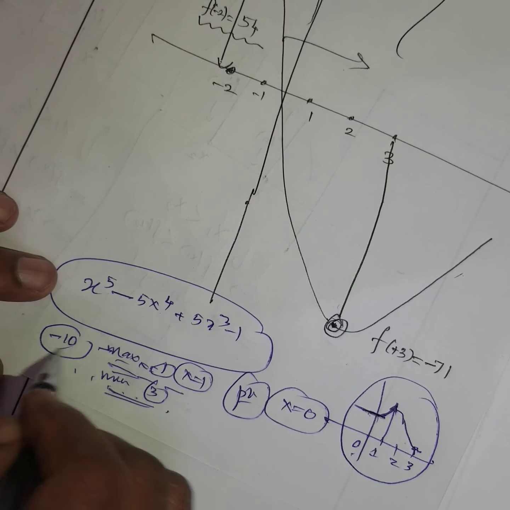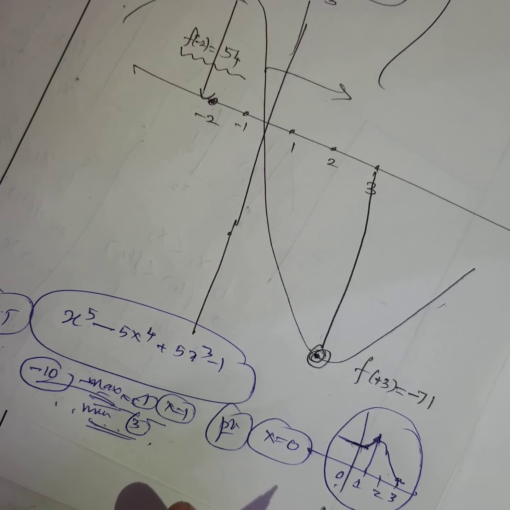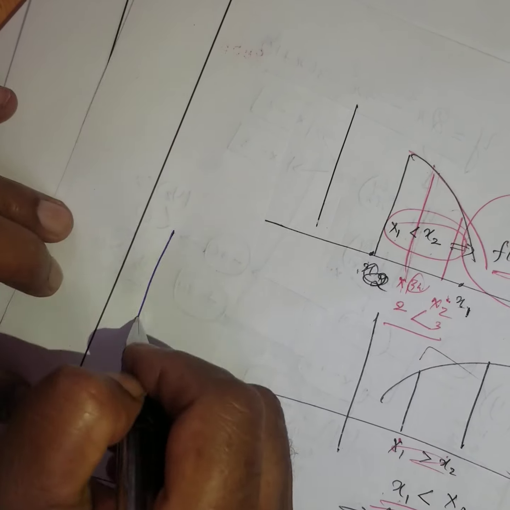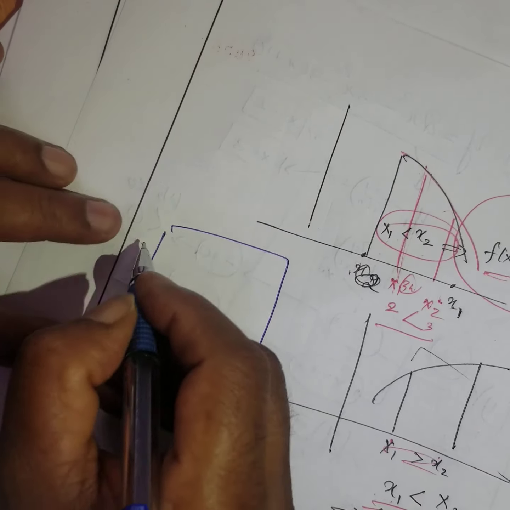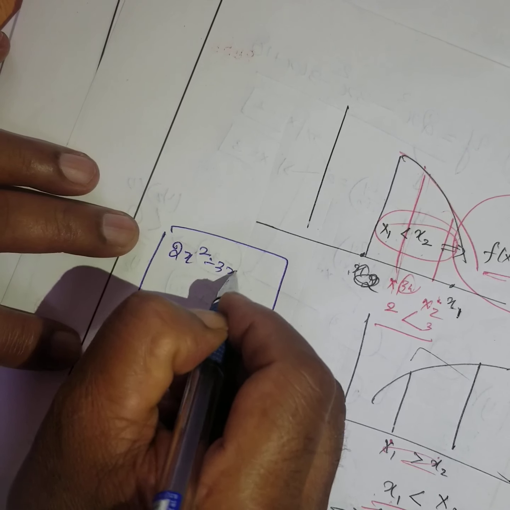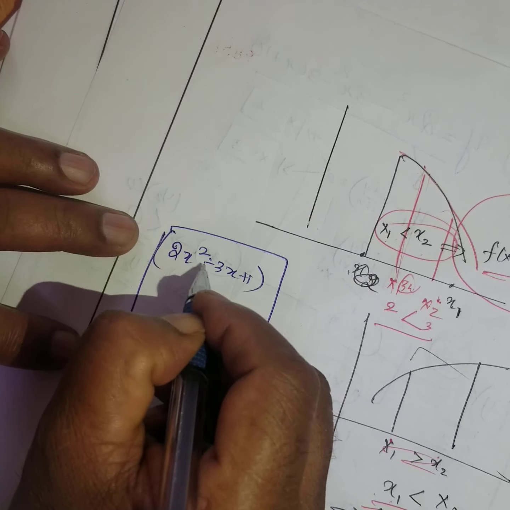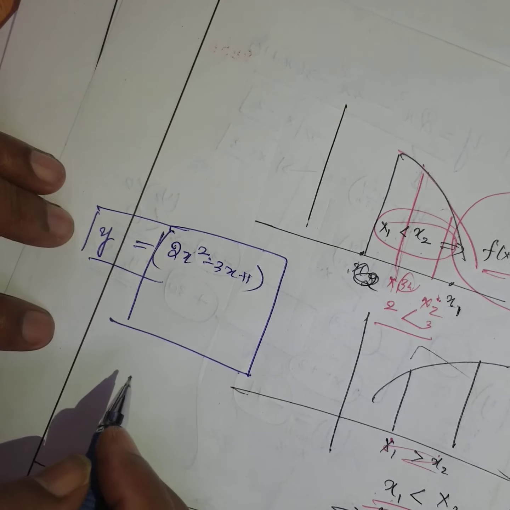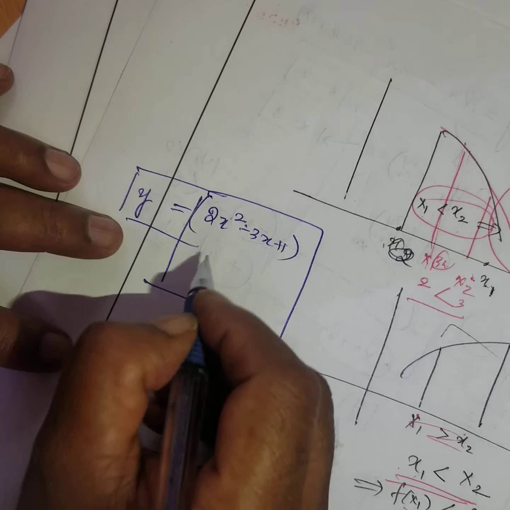Now you have to check it properly, right? Therefore, this type of sum you often get, and also find the maximum or minimum value for this another sum. Try this one: 2x square minus 3x plus 1. Find the maximum or minimum for this one. You try.